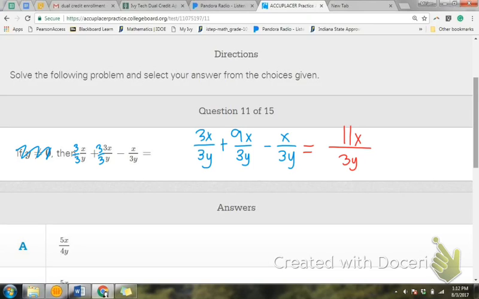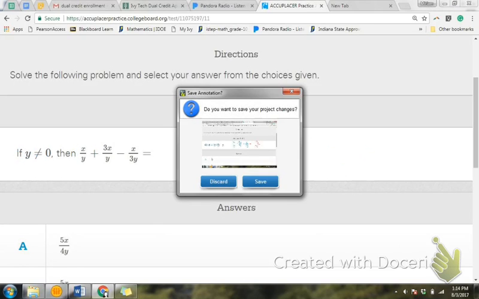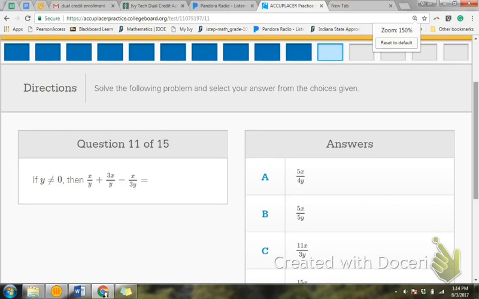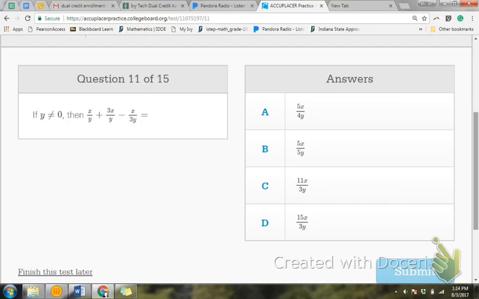Can this be reduced at all? Can we reduce 11 over 3 at all? No. Okay, so 11x over 3y is going to be my answer. So let's see which one that matches with. 11x over 3y looks like C to me.